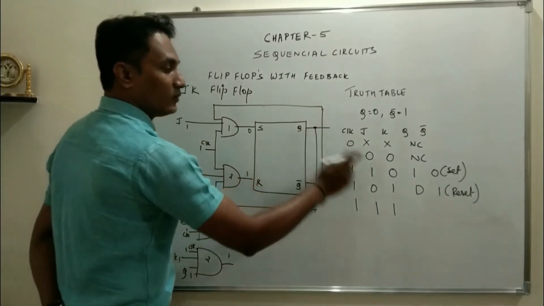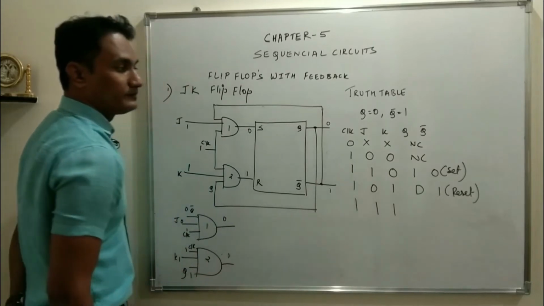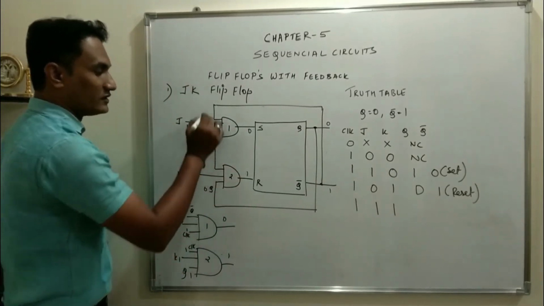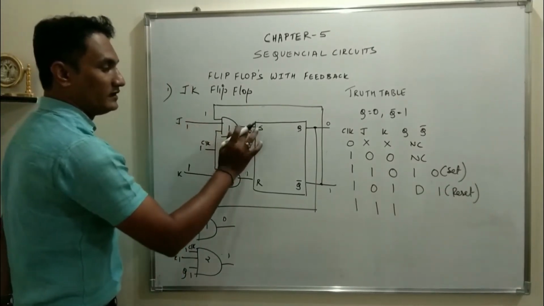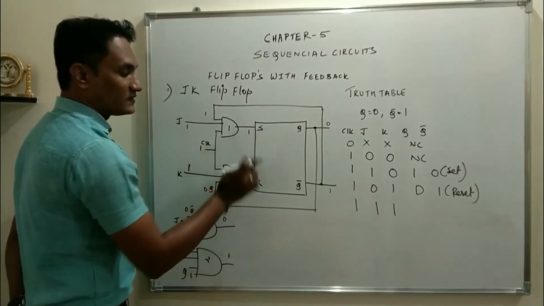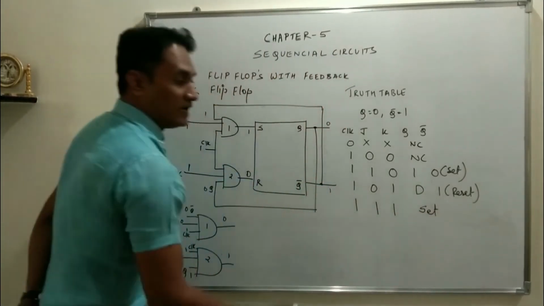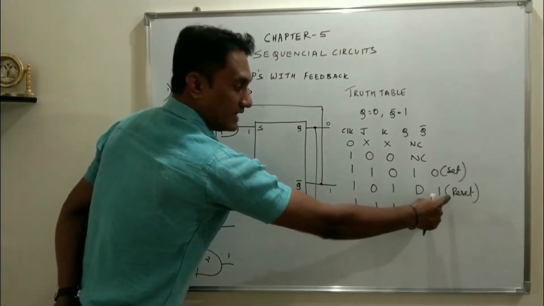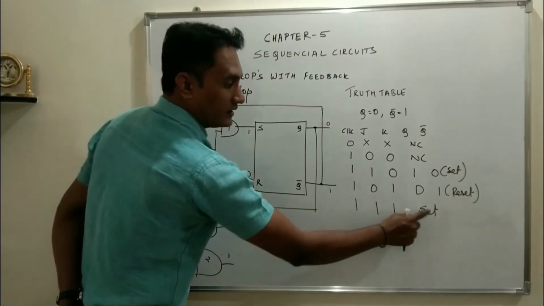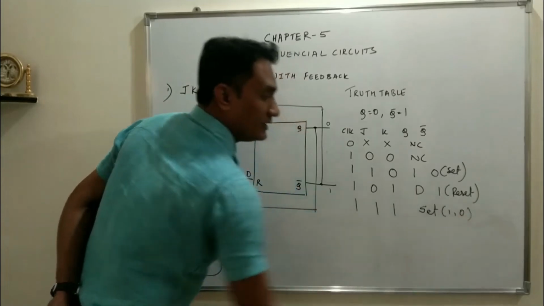Say initially, what is the condition now? Q is 0, Q bar is 1. So this will become 0, this will become 1, 1, 1, 1. The output will become 1, 1, 1, 0, the output will become 0. S is 1, R is 0, the flip-flop will set. That means if previously the flip-flop was reset and you give J and K 1, it will set. Set means Q will be 1, Q bar will be 0.